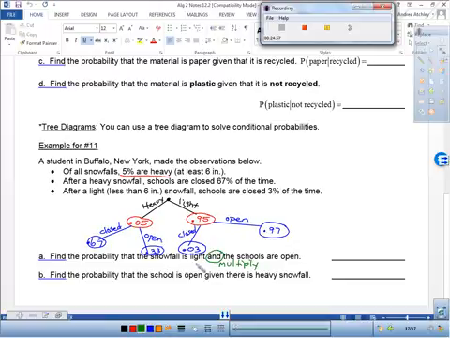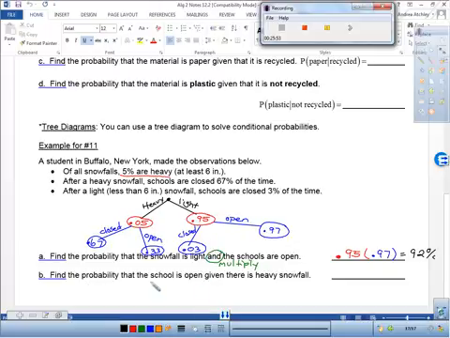So in this case, the snowfall is light. So what's the probability that the snowfall is light, class? 0.95, right here. Then you're going to multiply it by the schools are opened. So in this one, what is the probability the schools are opened? 0.97. And that should be 92%? Is that good rounding? Okay, good. Any questions over that?